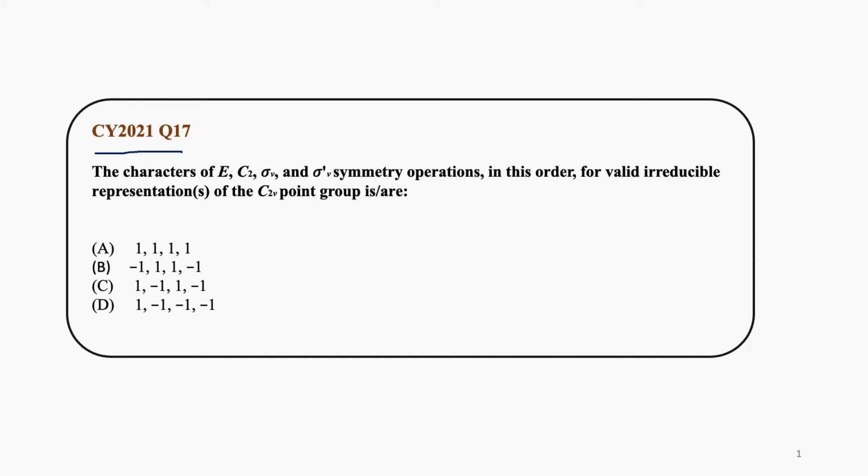Four options are given. Option A: 1 1 1 1. Option B: minus 1 1 1 minus 1. Option C: 1 minus 1 1 minus 1. Option D: 1 minus 1 minus 1 minus 1.